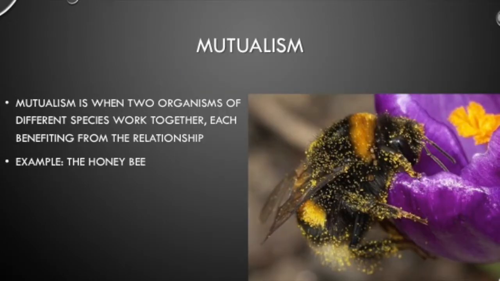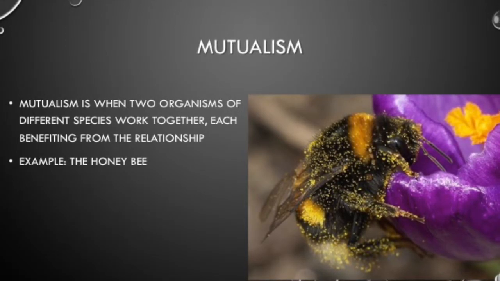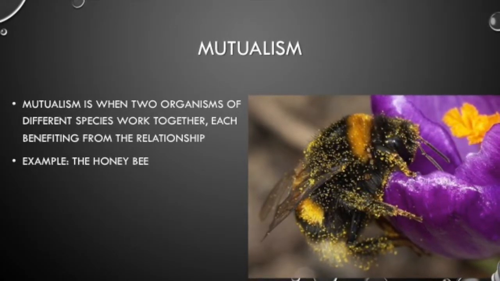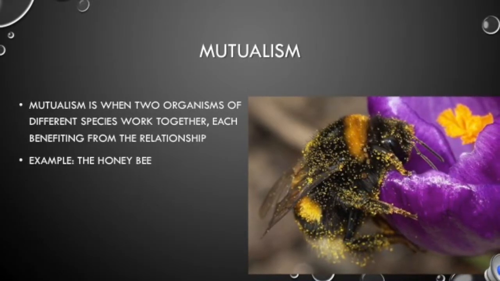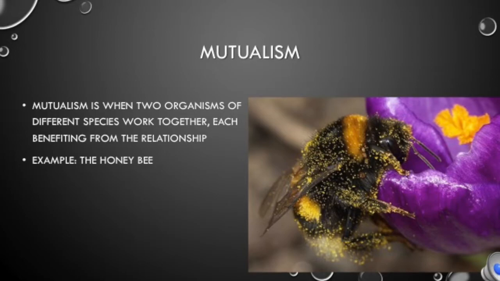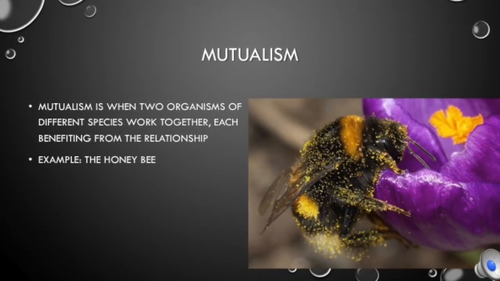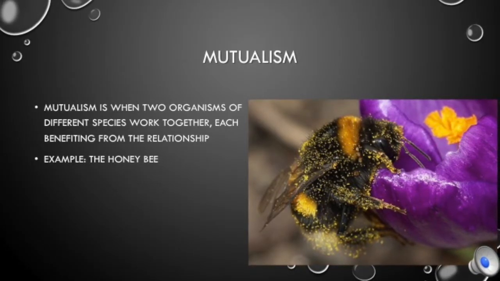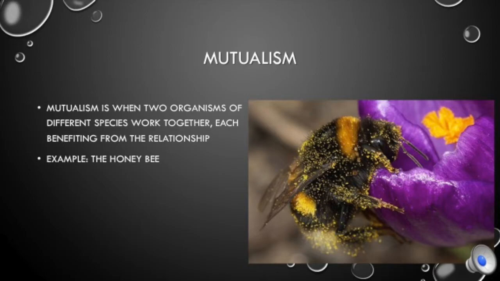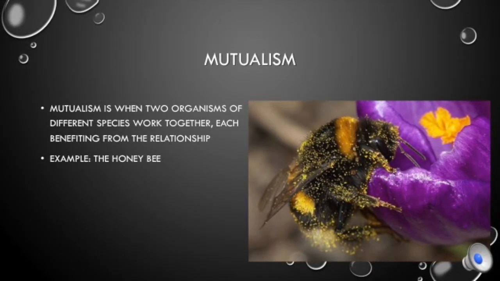The first subtype of symbiotic relationships is called mutualism, and mutualism is when two organisms of different species work together, each benefiting from the relationship. A good example of this is the honeybee. A honeybee and a flowering plant hold a mutualistic relationship where the honeybee is able to gain nectar from the plant, which is how it makes its food, and then the honeybee helps the flowering plant by pollinating it, further allowing the flowering plant to reproduce.